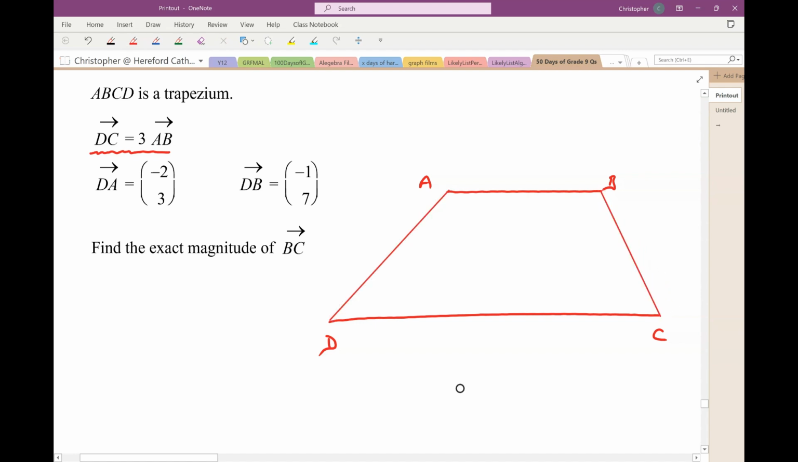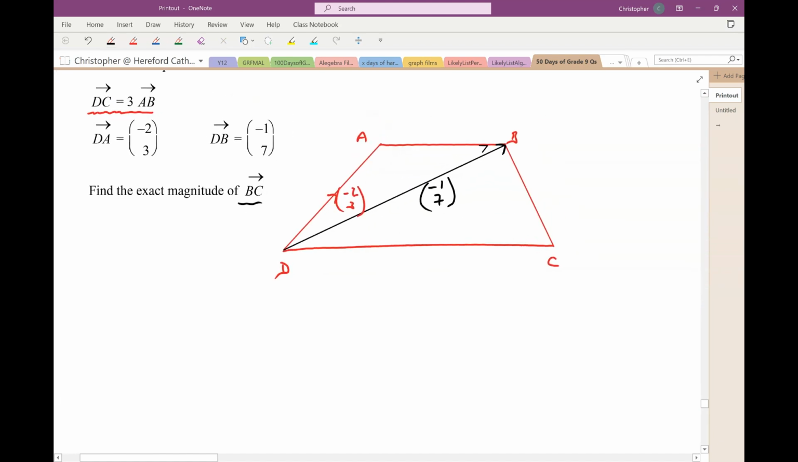Now I'm told that D to A, that's this vector here, is minus 2, 3. I know it doesn't look like minus 2, 3 on the diagram, but never mind that. And I'm also told that D to B, which is this vector here, is equal to minus 1, 7. Right, find the exact magnitude of BC. Well, if I can find AB first, then I can find DC by multiplying AB by 3. So let's think about A to B.